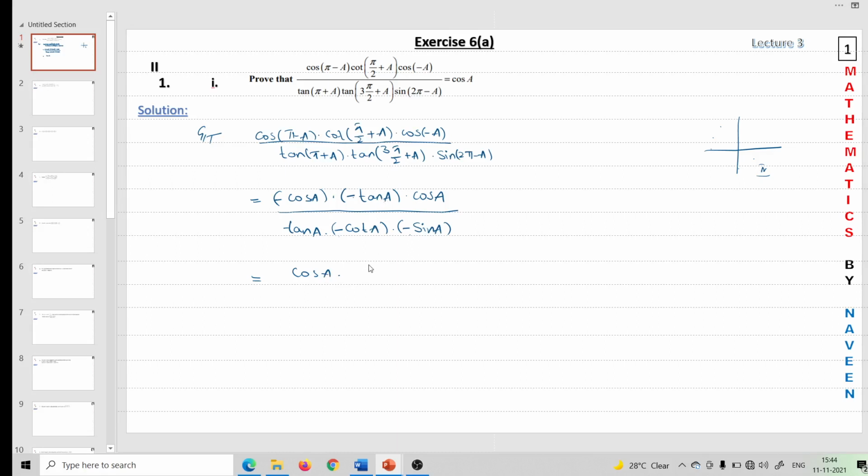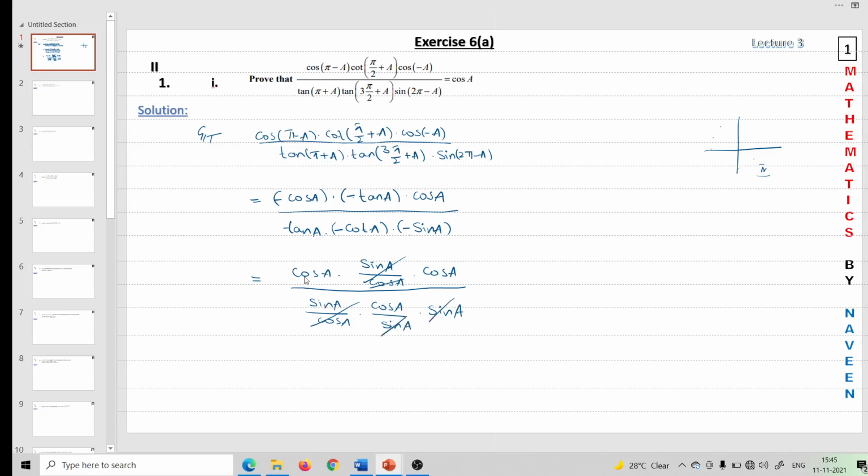into tan a can be written as sin a by cos a, right? Sin a by cos a into cos a as it is, divided by tan a, which can be written as sin a by cos a, cot a can be written as cos a by sin a, into sin a as it is. So see here, the sin a cos a, sin a cos a gets cancelled, or we can cancel here only, tan a gets cancelled here, and one cos a gets cancelled, sin a gets cancelled, right?